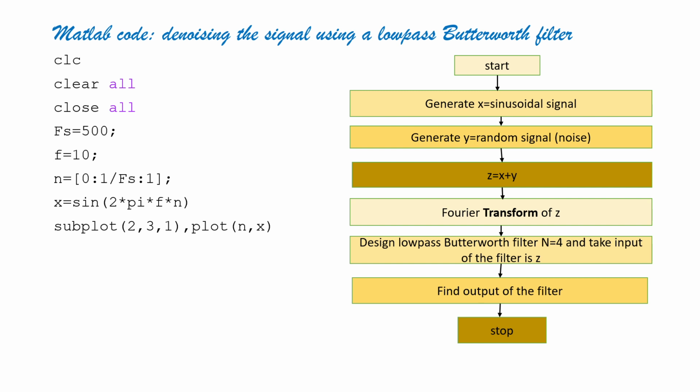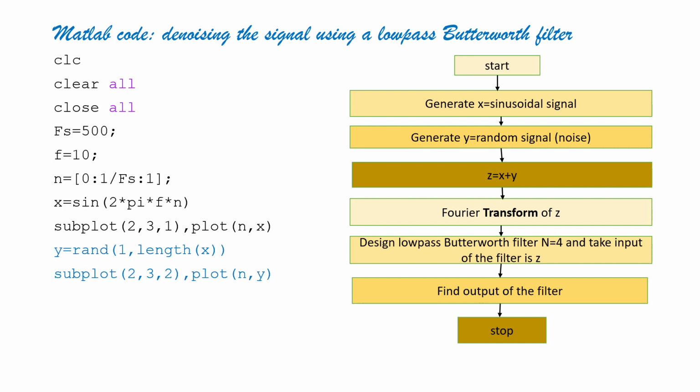So I declare Fs equals 500, F equals 10, N equals 0 to 1 by Fs to 1, X equals sine of 2 pi F into N, subplot 231, plot N comma X. So I generate the X. So this first step is over.